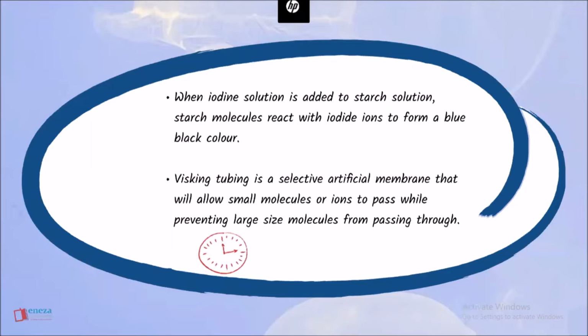Whisking tubing is a selective artificial membrane that will allow small molecules or ions to pass while preventing large size molecules from passing through. So here we see we are going to need whisking tubing, we are going to need iodine solution, and we're also going to use starch. But let us just go to the requirements one by one.